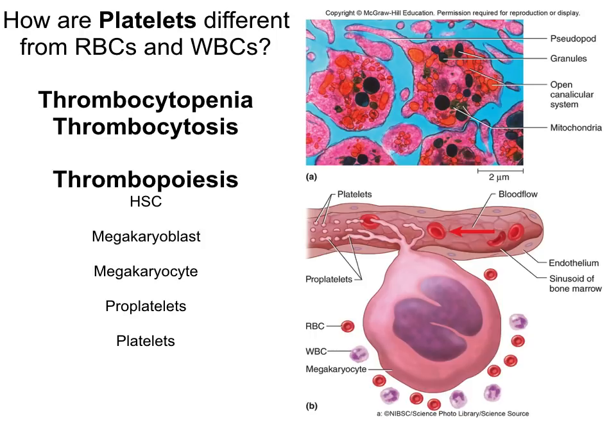As you can see in the lower figure on the screen, the megakaryocyte actually extends long tendrils called proplatelets from the red bone marrow through the capillary wall and into your blood. The proplatelets shear off and break into platelets.